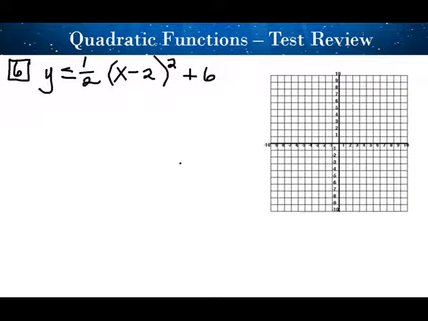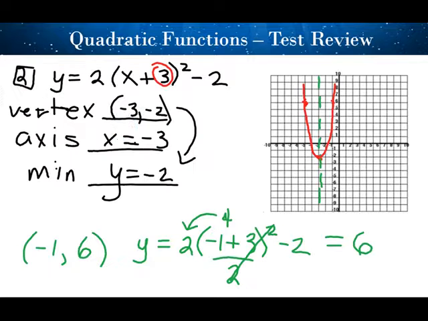For number 6, this is another problem where I need to also graph the parabola and then shade the parabola. So if I'm going to shade the parabola, I've got to graph it first, and that's going to be the vertex. So right now the vertex is 2, 6. And since this is just a graphing one.